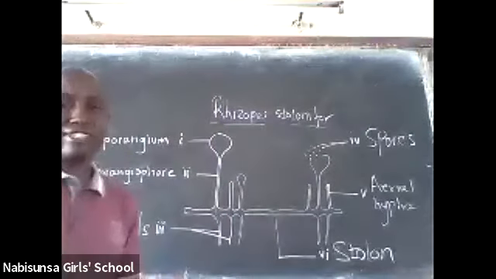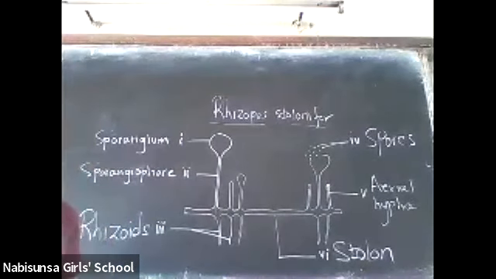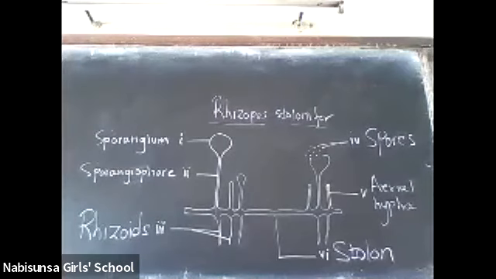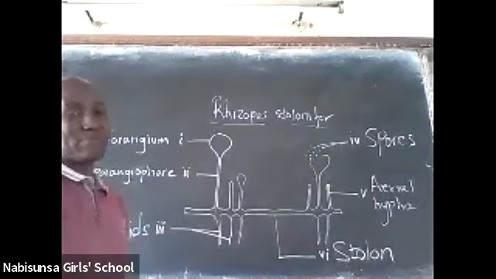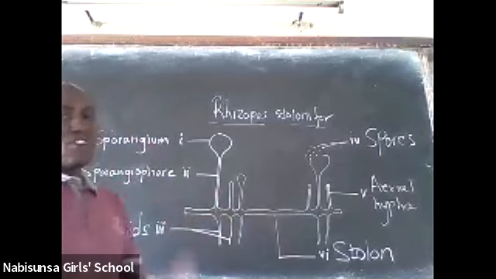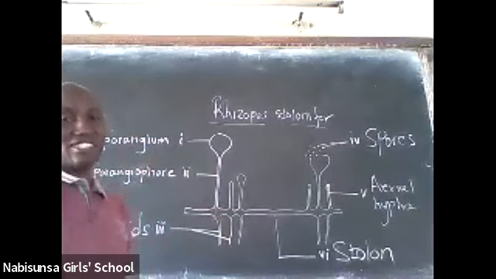Okay, yes, Ataho. Teacher, I'm sorry for taking you back, but my network was bad. Could you tell me the function of the rhizoids in fungi? Rhizoids are for feeding. We can just simplify and say for feeding or for absorbing digested food, something like that.